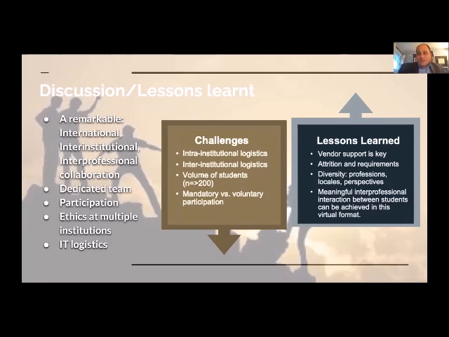IT logistics, as Renee covered in good detail, are a big challenge. And it's something that you need to consider before trying to put on an event at this scale. And at the end of the day, I think the big finding that we have from all these different VIPE activities is that meaningful interprofessional interaction can be achieved between students in this virtual online format. Thanks. Yes. And thank you.